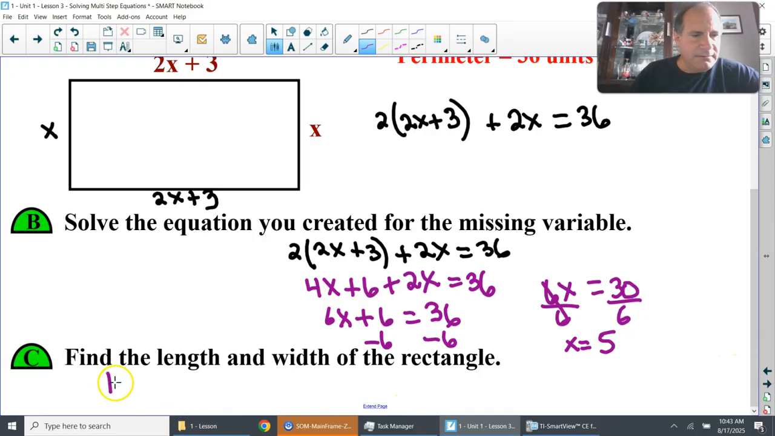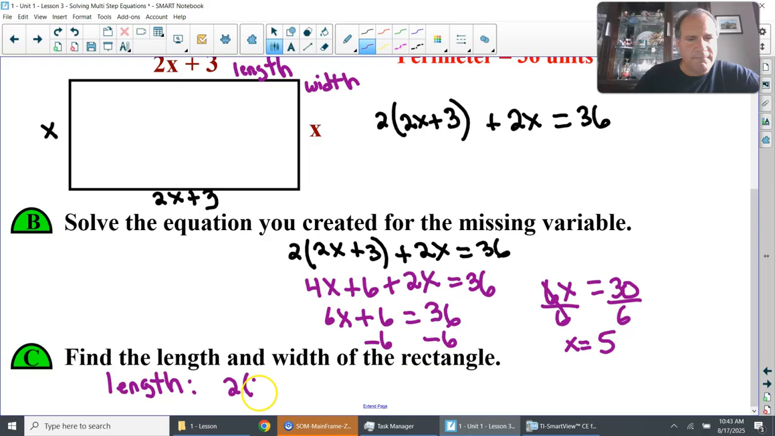So to find the length is this right here. This is the width. This is the length. So the length would be 2 times 5 plus 3. That's 13. And the width would be x, which is 5.